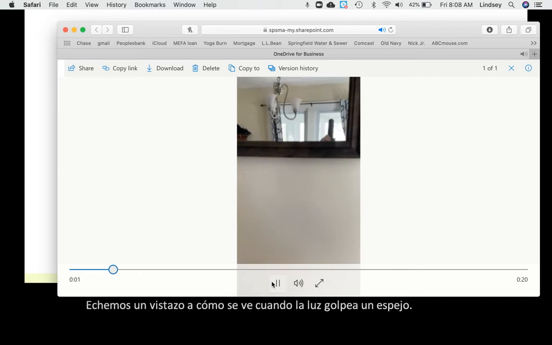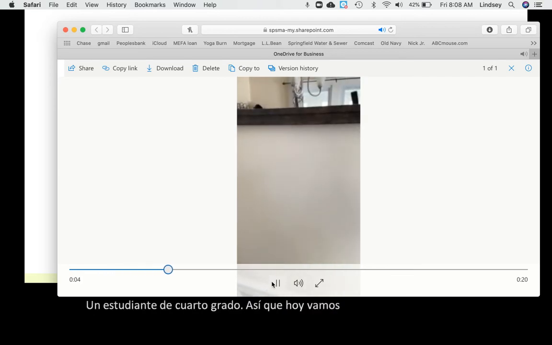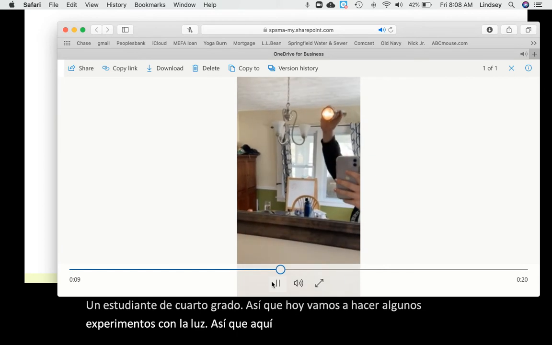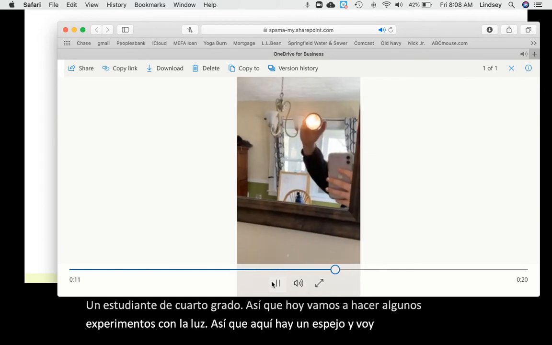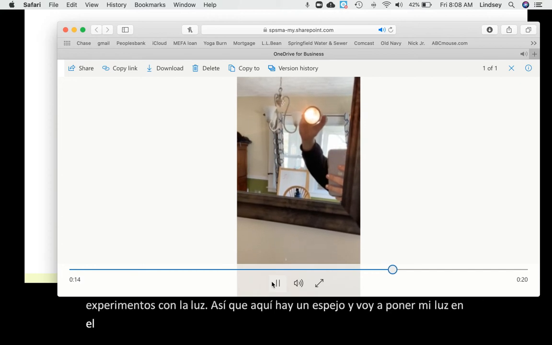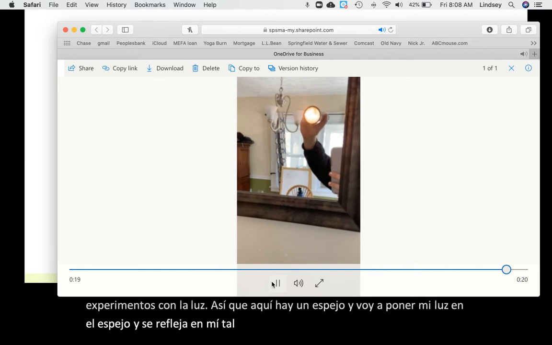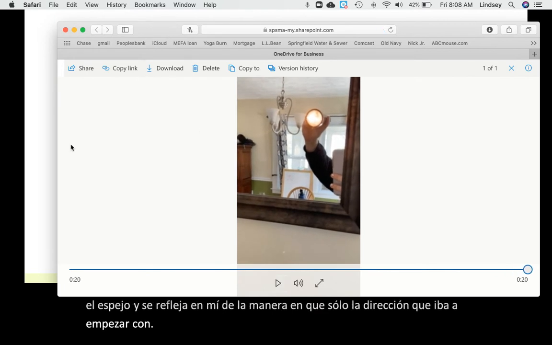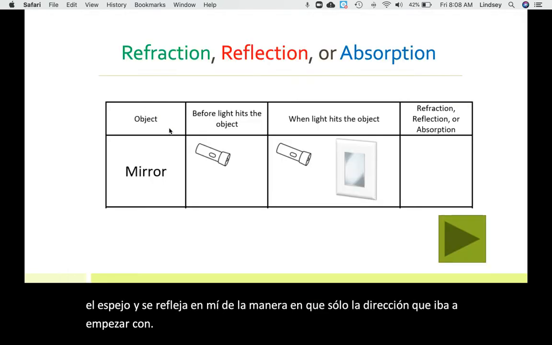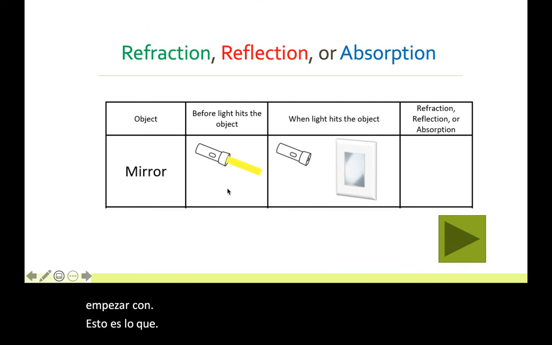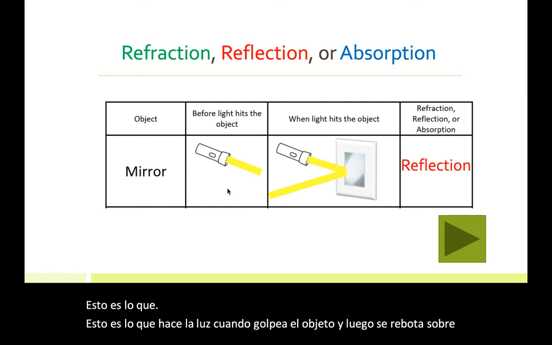Hey, fourth graders. Today we're going to be doing some experiments with light. Here is a mirror, and I'm going to put my light at the mirror, and it is reflected back at me, just in the direction that it was going to begin with. This is what the light does before it hits the object, and then it bounces back at us when it is reflected. So that is reflection.